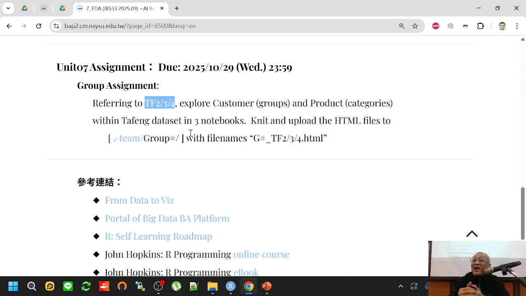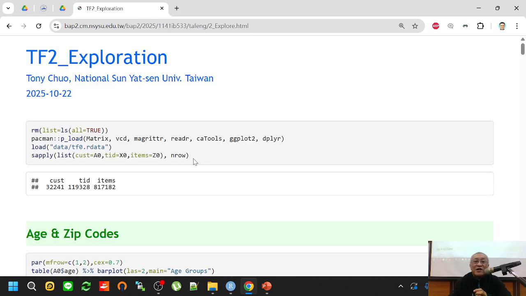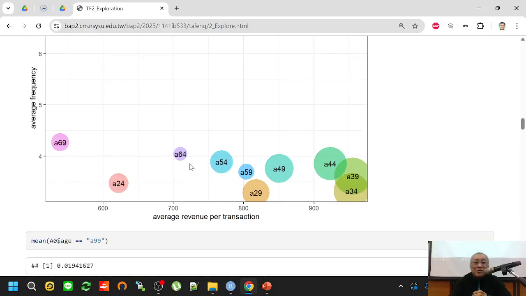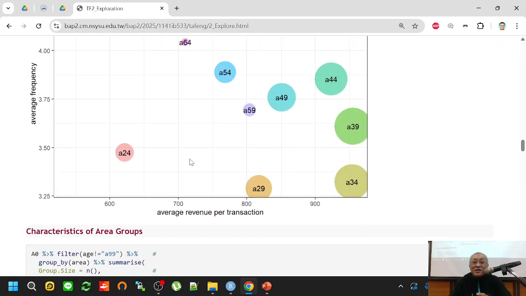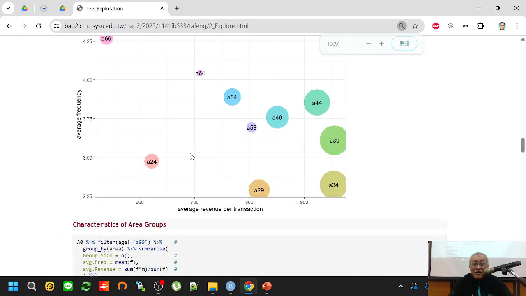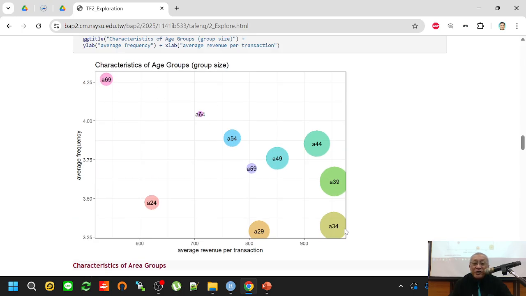Just for example, for this one, here I'm exploring, I'm compiling the average revenue and average frequency of every age group. And you might want to explore the zip code, and you might want to explore the average profit, average margin. So that's up to you.